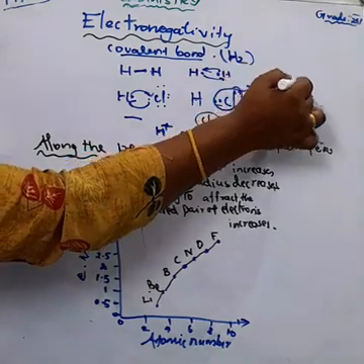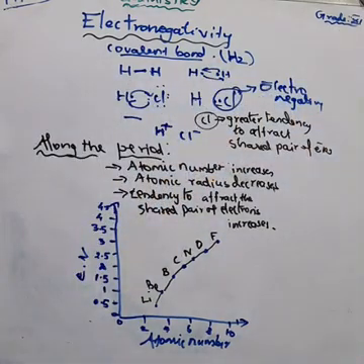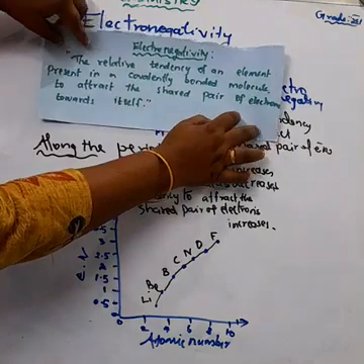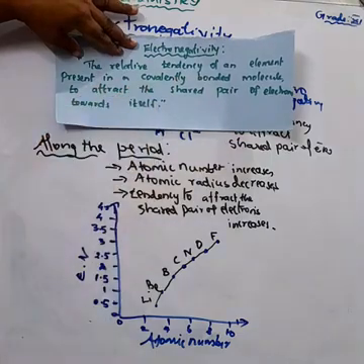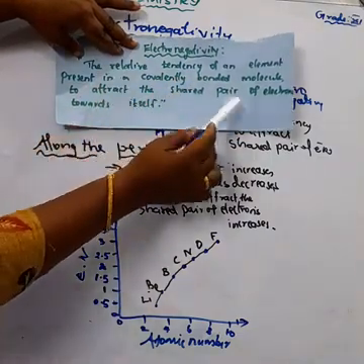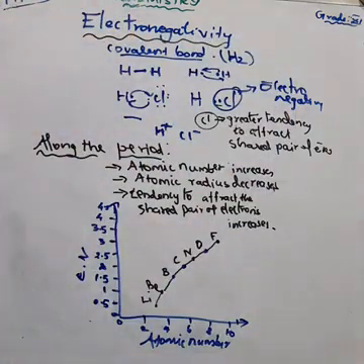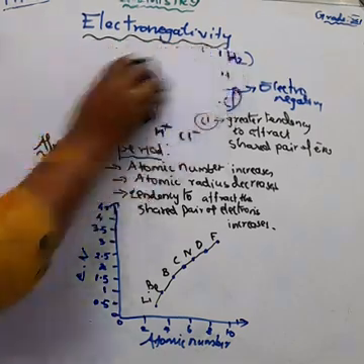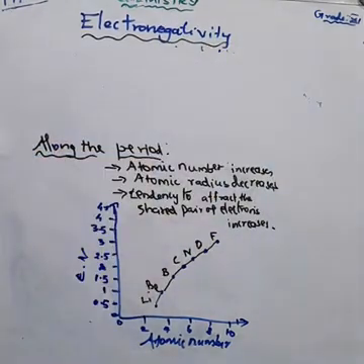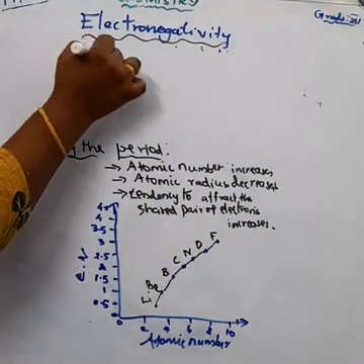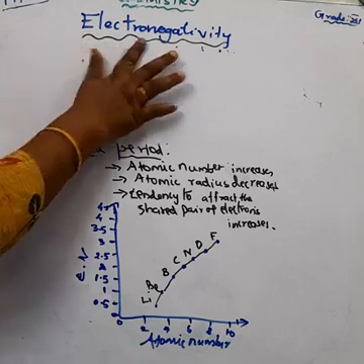So what do you mean by electronegativity? It means the relative tendency of an element present in a covalently bonded molecule to attract the shared pair of electrons towards itself. Electronegativity is not a measured quantity. However, a number of scales are available to calculate its value. One such method was developed by Pauling. Several methods exist, but we are following only one method, the Pauling method.